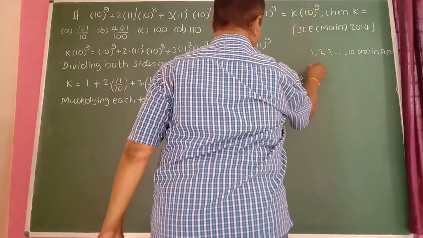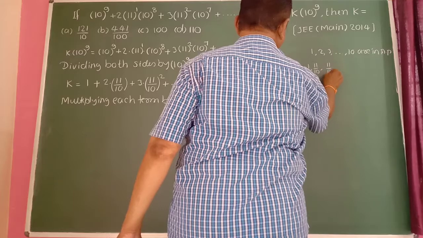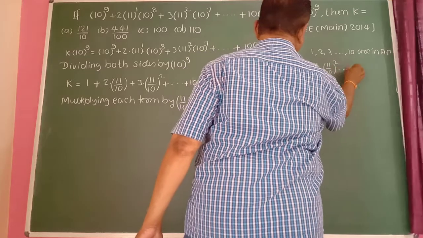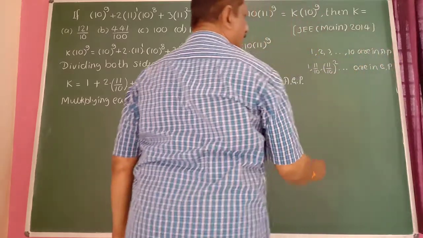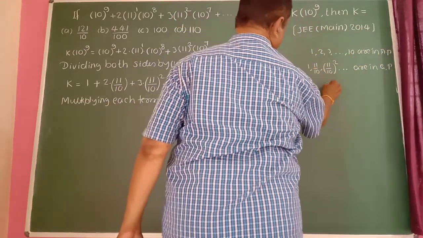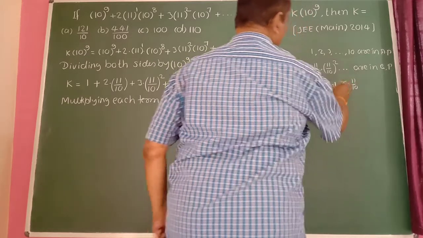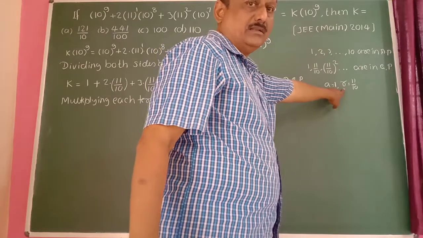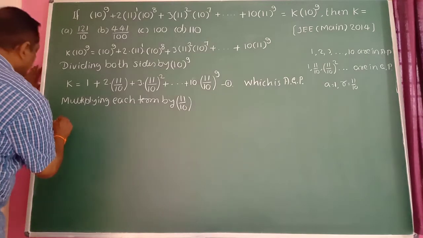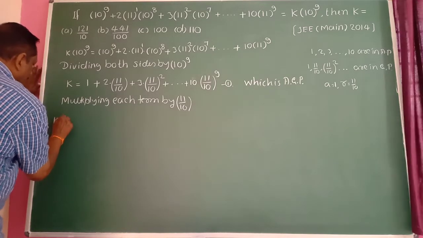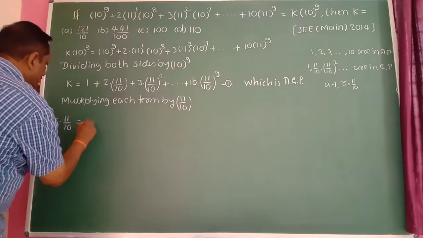Then 1, 11 by 10, 11 upon 10 square and so on are in GP. In the GP, first term a is equal to 1 and the common ratio is 11 upon 10. You take this common ratio 11 by 10, multiplying both the sides by 11 by 10. Therefore, k into 11 divided by 10 is equal to 1 into 11 by 10.